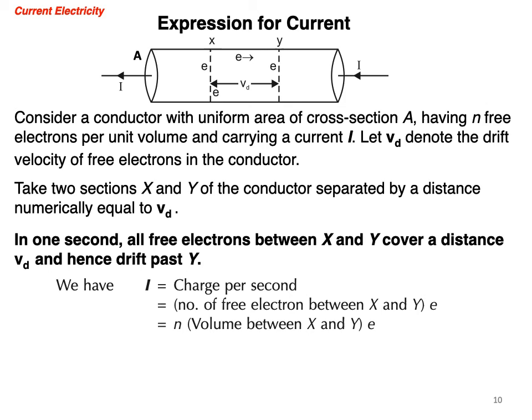The current is given by charge per second, which means number of free electrons between x and y multiplied by e. The number can be calculated by number per unit volume, small n, multiplied by volume between x and y, into e, as already indicated. So we have n, the volume is area into distance, A Vd, into e. So that gives us the current as n e A Vd.